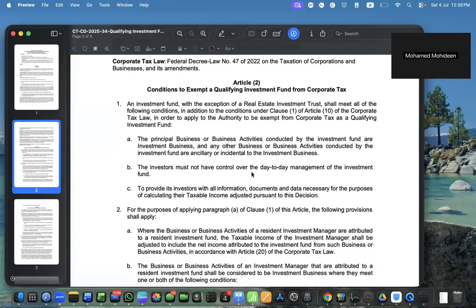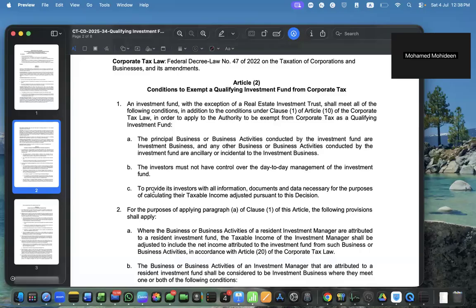So investors should not have control over day-to-day management of the investment fund. Then if they don't have control, they will enjoy the exemption. What is the third condition? To provide its investors with all information, documents, or data necessary for the purposes of calculating their taxable income, adjusted pursuant to this decision. So okay, fine.